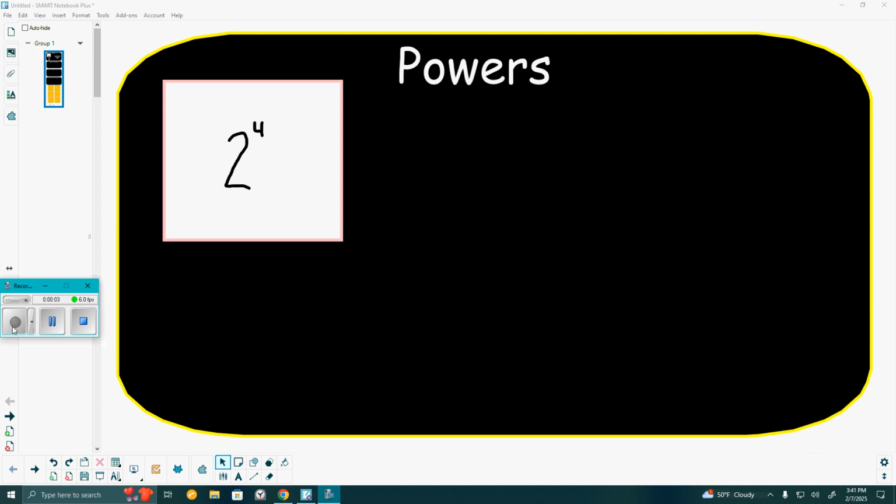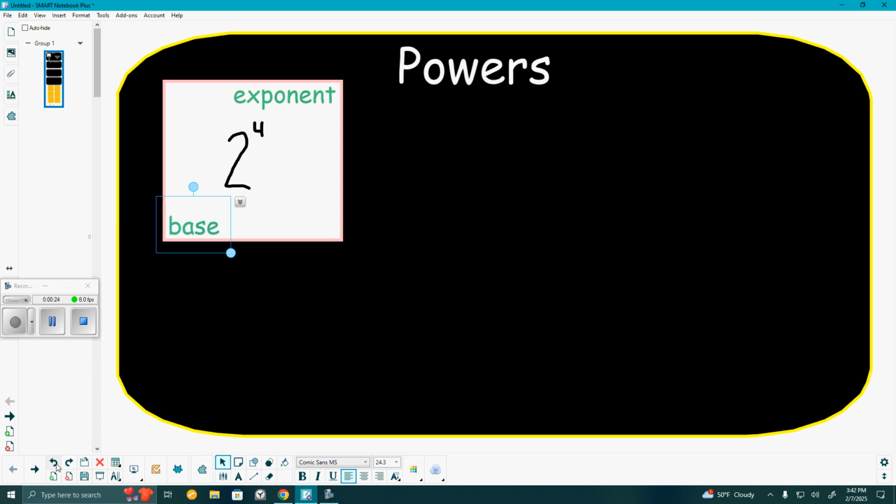Okay, let's review the first half of our algebra unit. We're going to start by going over powers, what they are, what they mean, and how to solve them. So when we have a number here, 2 to the 4th power, there's two terms that we need to keep in mind. They are exponent and base. The large number is our base. The smaller number in the top right-hand corner is the exponent.